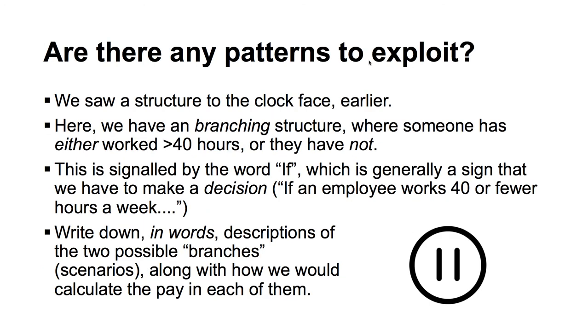So the second question concerned patterns, like the pattern that we saw on the clock face. So here we notice a sort of branching structure. People are either one thing or another, depending on whether or not they worked more than 40 hours. Now these types of structures are generally signalled by words like if, and they tell us that there's a decision to be made, in this case which category somebody falls into.